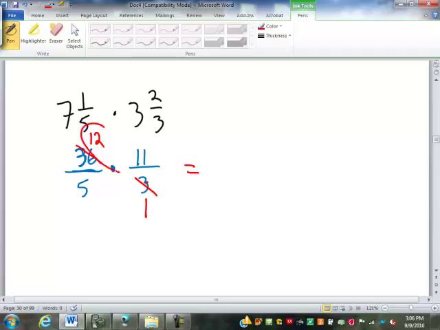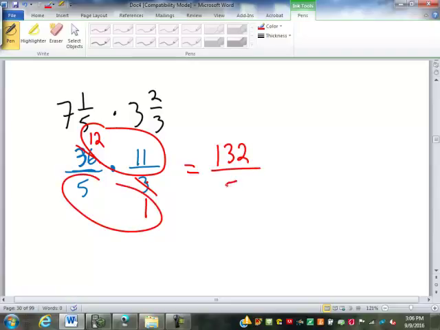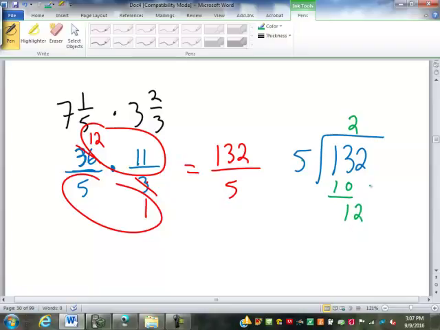Now, 12 times 11 is 132. 5 times 1 is 5. 132 divided by 5 to turn it back into a mixed number. 5 goes into 13 twice. That's 10. 3 left over. Bring down the 2. 5 goes into 32 6 times. 6 times 5 is 30. There's 2 left over. That is 26 2/5.